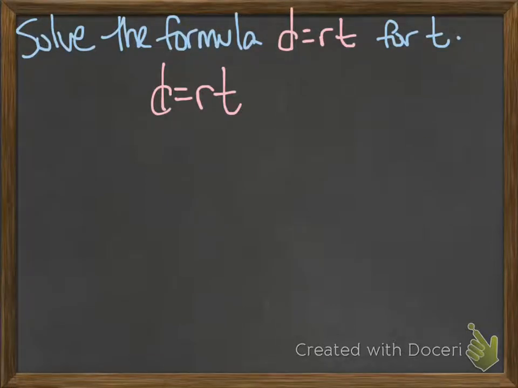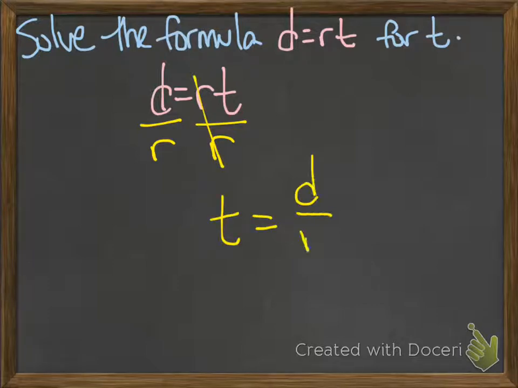So this first problem, solve the formula d equals rt for t. This is the distance formula. Distance equals rate times time. So to solve this for t, we have to undo whatever's being done to t. Well, we're simply multiplying t by r, so to undo multiplication means we need to divide both sides by r. r over r is 1, so we're left with t equals d over r.